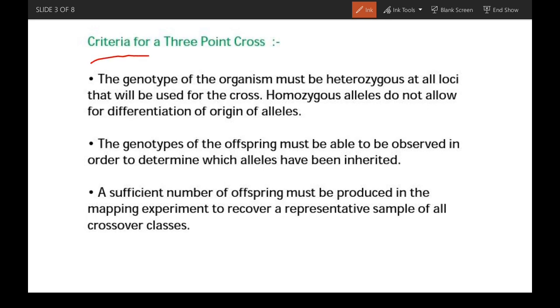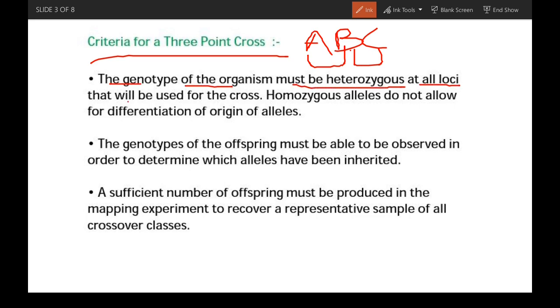Here we can see the criteria for the 3-point cross, right? What are the criteria for doing this crossing over? We already know that it is done to map, to know about the gene sequence and the distance between the genes, right? But what are the criteria for doing this cross? The first criterion is that the genotype of the organism must be heterozygous at all loci that will be used for the cross. Homologous alleles do not allow for differentiation of the origin of alleles. Of course, they must be heterozygous at all loci.